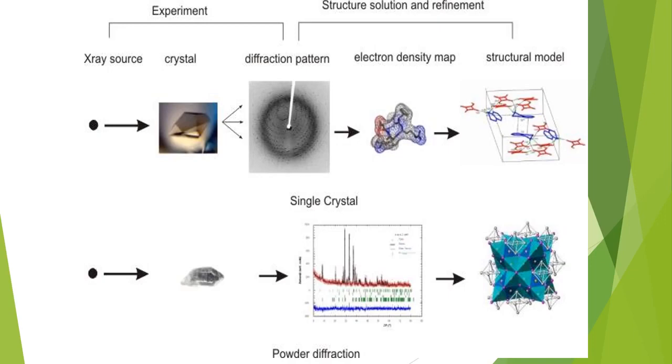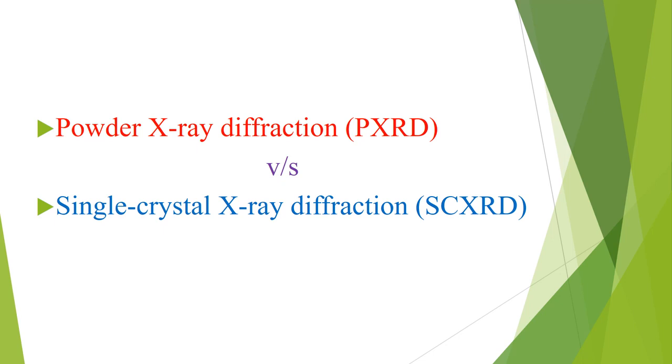And the other method that is used for the structure determination is powder diffraction. In the powder diffraction, the same source, X-rays, is used and a powder sample is taken, and we obtain a graph which is showing some peaks, and this graph is then, by using different kinds of software, converted to determine the structure of the whole crystal system. Here is some comparison between powder X-ray diffraction, PXRD, versus single crystal X-ray diffraction, SCXRD.